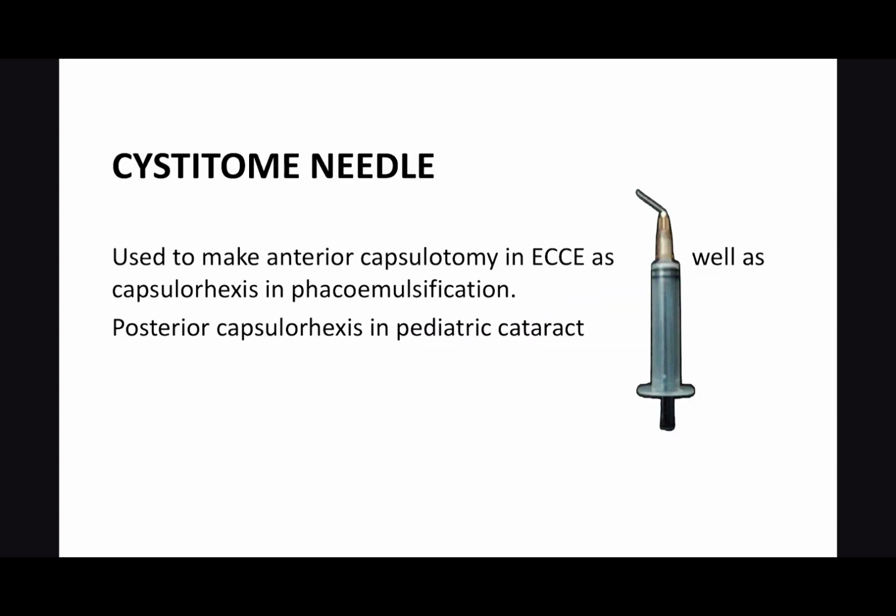This is a cystitome needle. It is basically a needle syringe which is bent from the top. It is used to make anterior capsulotomy in extracapsular cataract extraction, as well as capsulorhexis in phacoemulsification, and posterior capsulorhexis in pediatric cataract.